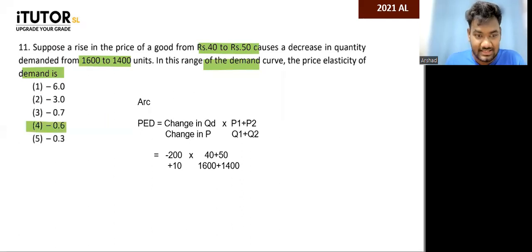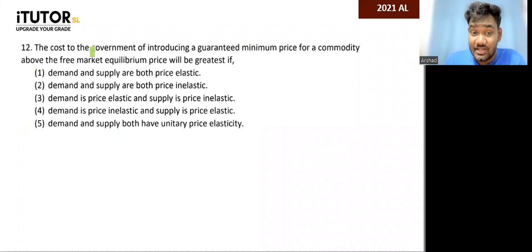So going with your answers. Cost to the government of introducing a guaranteed minimum price for a commodity above the free market equilibrium will be the greatest if... What can you say, guys? You can draw and see. Think of what? Now, usually, guys, when they say guaranteed minimum price, you can talk about government purchasing the excess supply, right? So just think, guys, when will the minimum expense to the government be the highest?